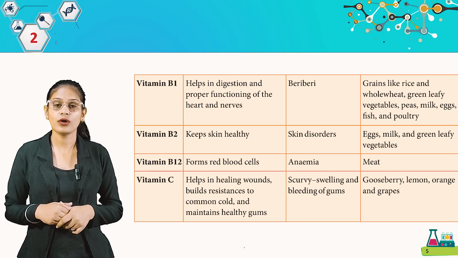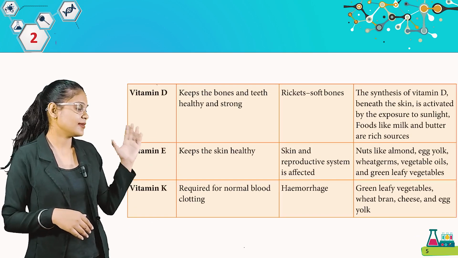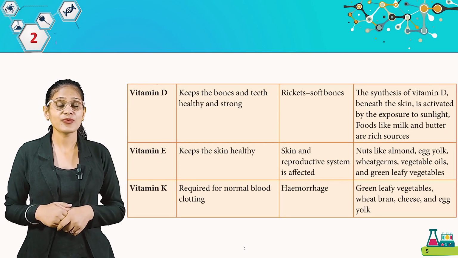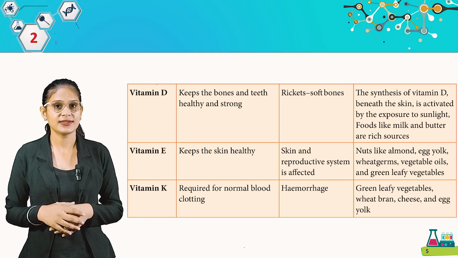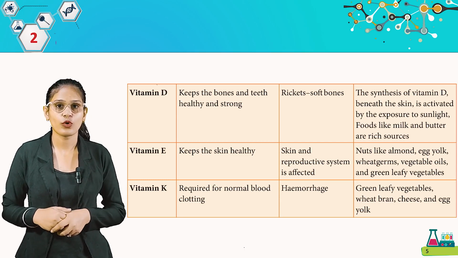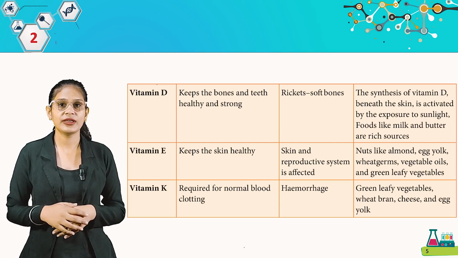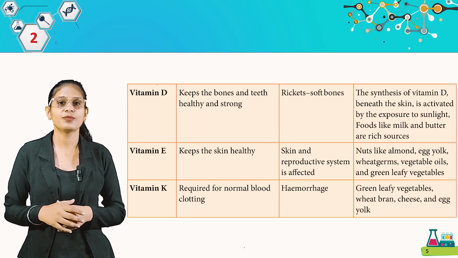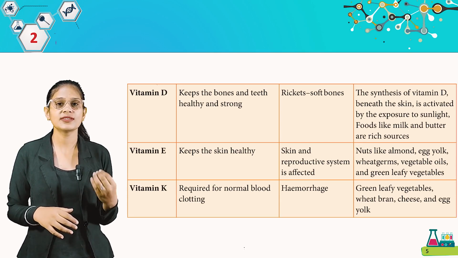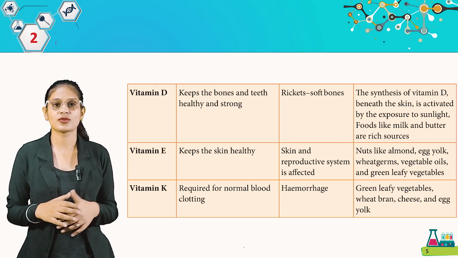Gooseberry, lemon, orange and grapes. Here is vitamin D. Keeps the bones and teeth healthy and strong. Rickets, soft bones. The synthesis of vitamin D beneath the skin is activated by the exposure to sunlight. Foods like milk and butter are rich sources.